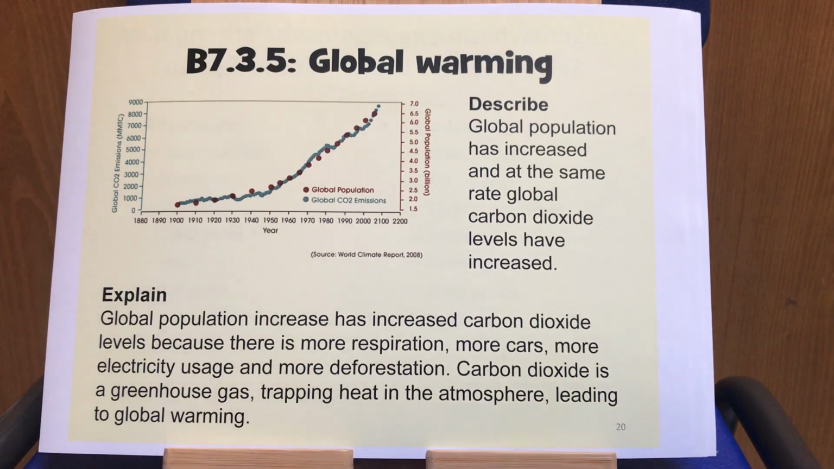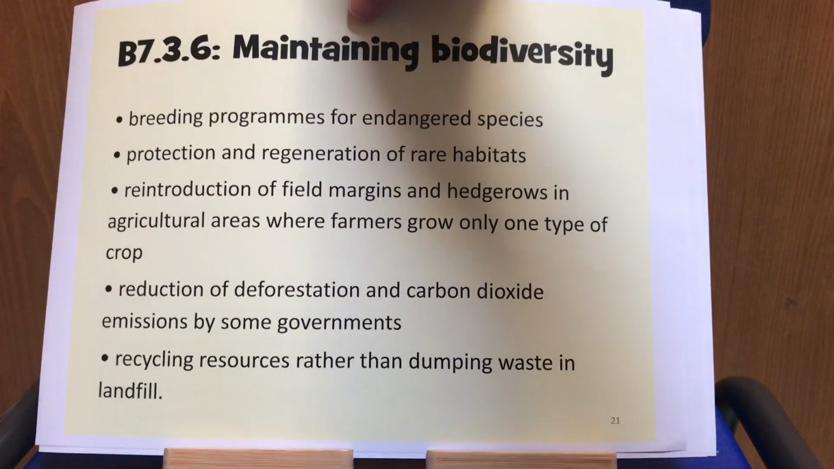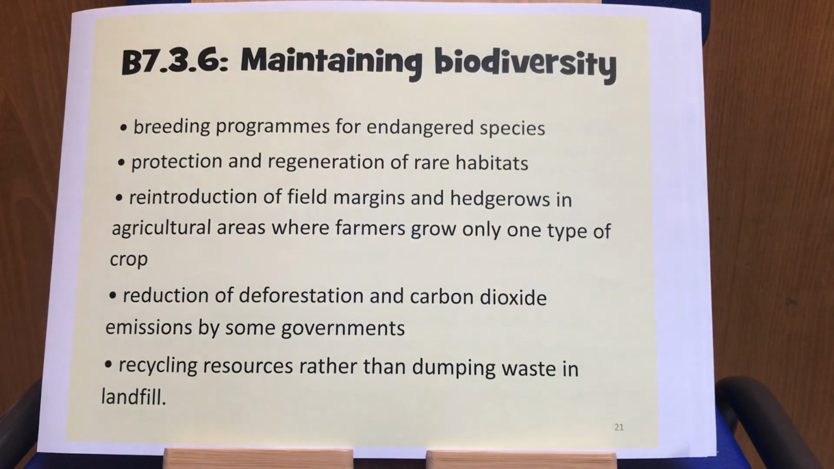And the very last slide, maintaining biodiversity. These are the things the exam board want you to know that can be done to try and improve biodiversity. Get that biological diversity back. Okay, breeding programs for endangered species. This is going to be within zoos. Protection and regeneration of rare habitats.